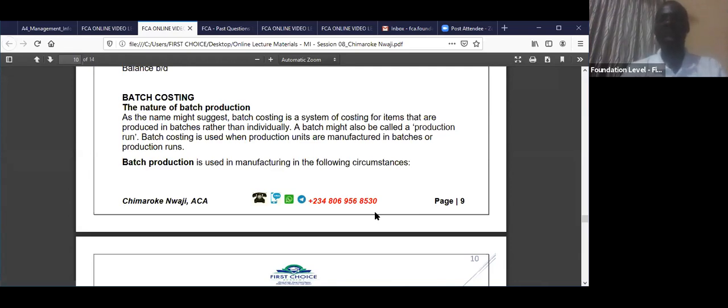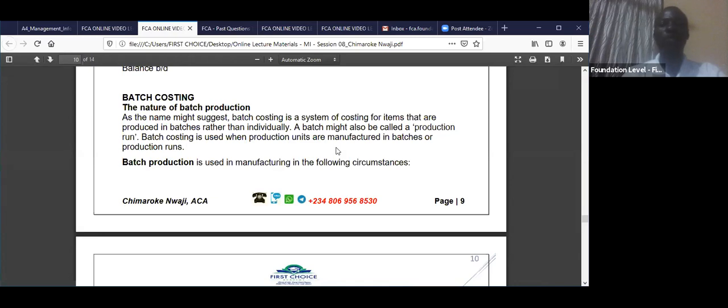They go through batches. But you know, job costing cannot be going through batches because you are not doing repetitive work. But when you are doing repetitive work, you can do what they call batch costing. When we did absorption costing, you saw batch size, batch. So you see that production goes through batches. Now, a batch might be called a production run.